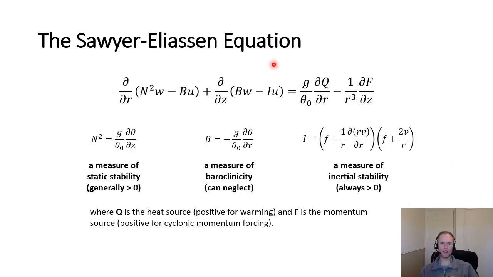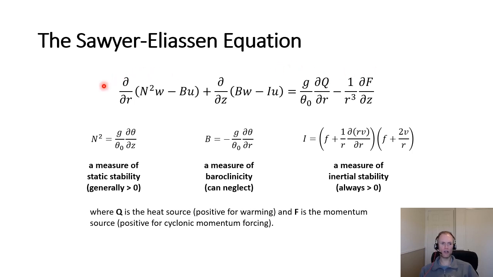So way back at the beginning of the semester, we introduced the Kuo-Eliassen equation to describe the Hadley cell circulation. And on the first homework assignment, we said that there was an analog, the Sawyer-Eliassen equation, which would describe the tropical cyclone secondary circulation. So now we want to describe what this Sawyer-Eliassen equation looks like.